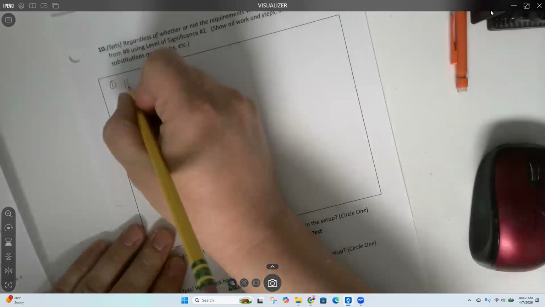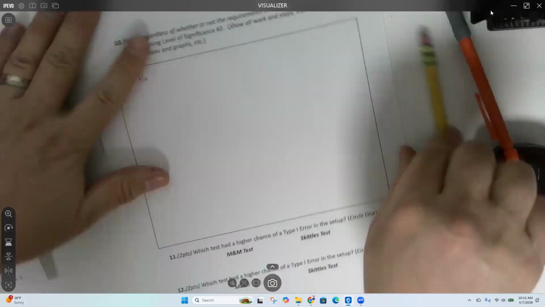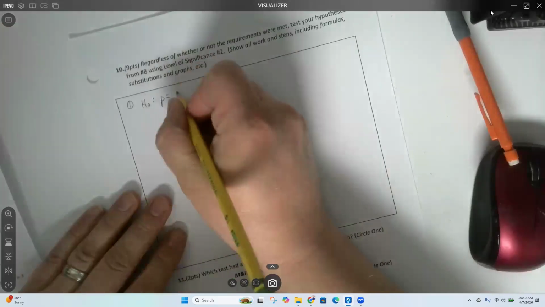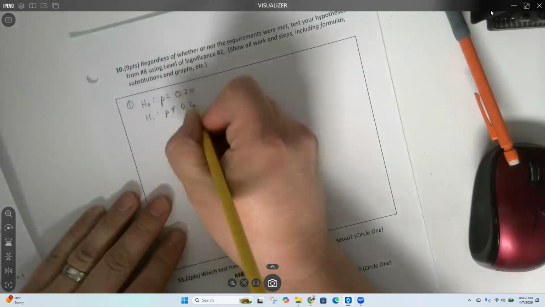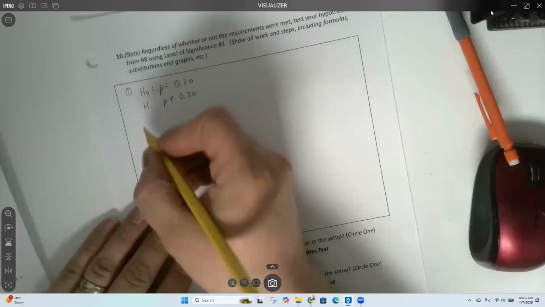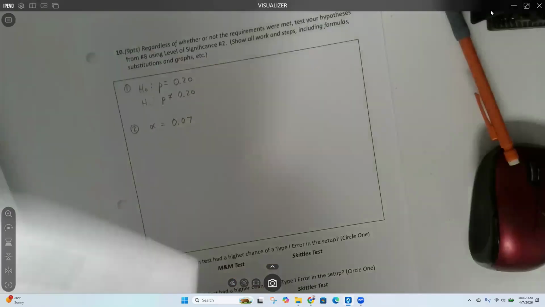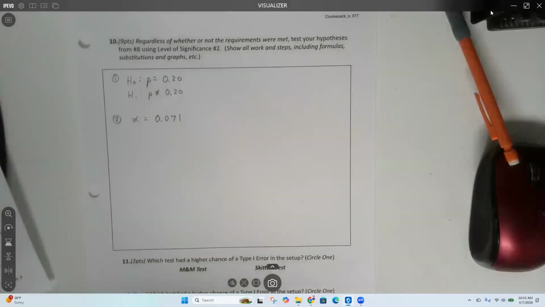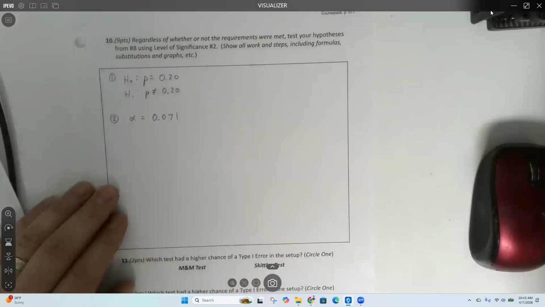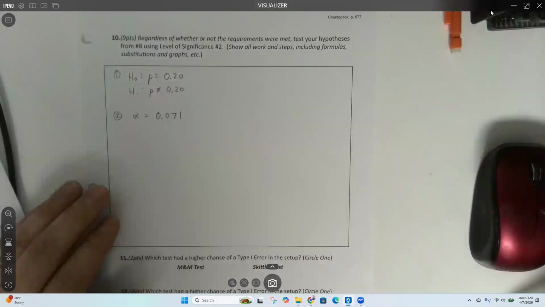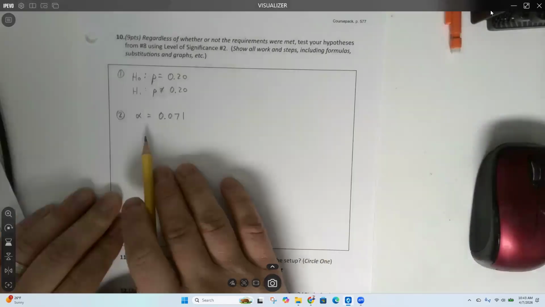Step 1, we'll just list out our hypotheses again. Oops, this is supposed to be P equals, not hypotheses equals. P equals 20%. And our alternative hypothesis, not equal 20. Could be more, could be less, I don't know. My alpha for this one is 0.071. That's the probability of making a type 1 error. So just because I've got 238 Skittles doesn't mean that those randomly might not still be different than other bags.